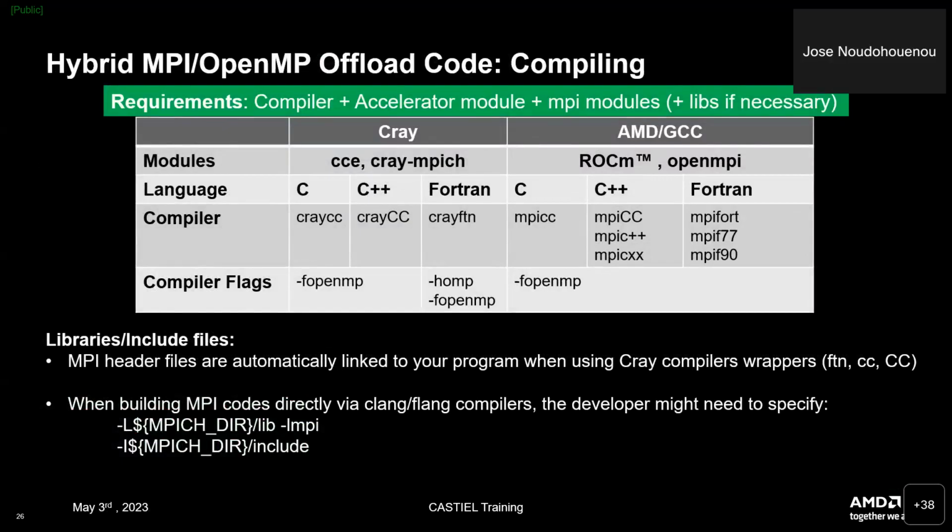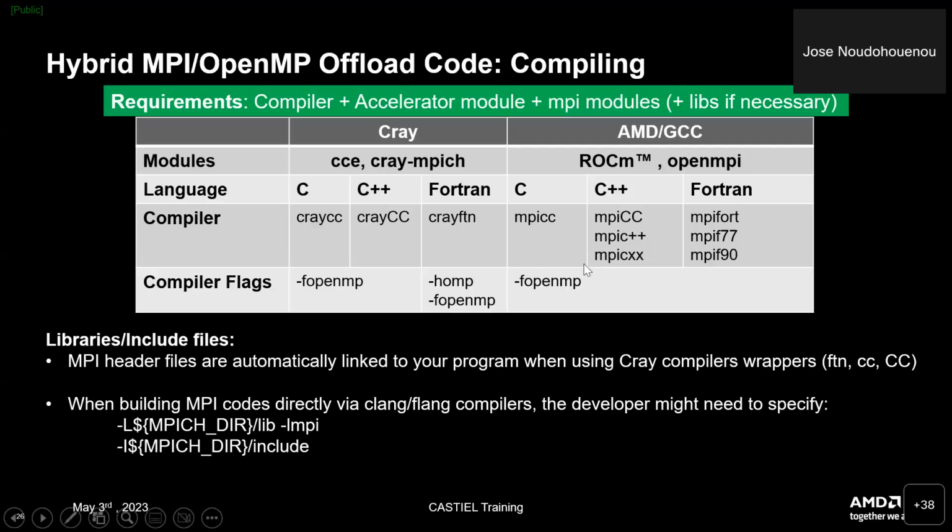Now, in the context of hybrid MPI OpenMP applications, which changes do you need to make to your applications? For example, if we are using the Cray compiler, we need an additional module called Cray MPICH, in addition to the CCE module. So the flag is still the same, the compiler keyword is still the same. If we are building our code using AMD ROCm, we will need OpenMPI. And here, depending on the code, if it is C, we will need the keyword mpicc in our makefile to build our applications. If it is C++, we might need mpiCC, mpic++, or mpicxx. Same thing for Fortran, we might need mpifort, mpif77, or mpif90.